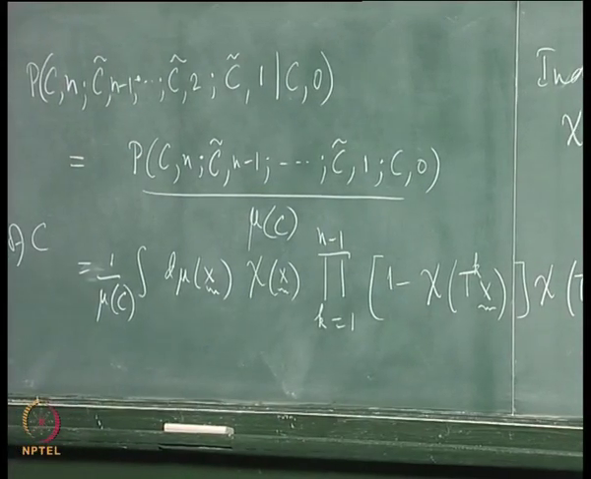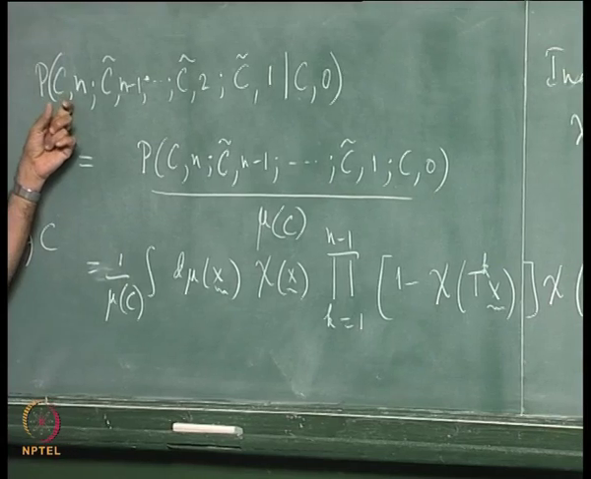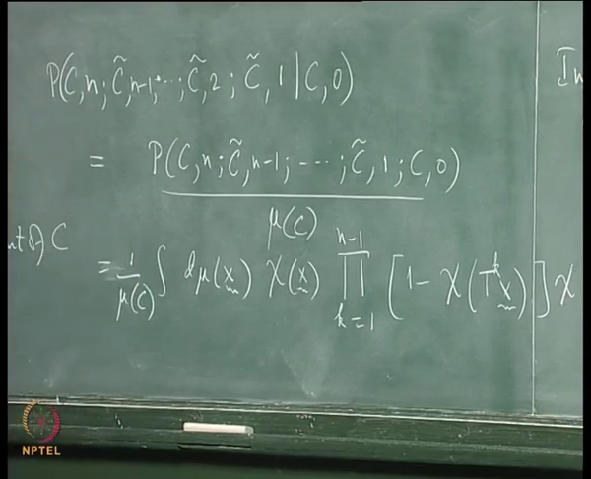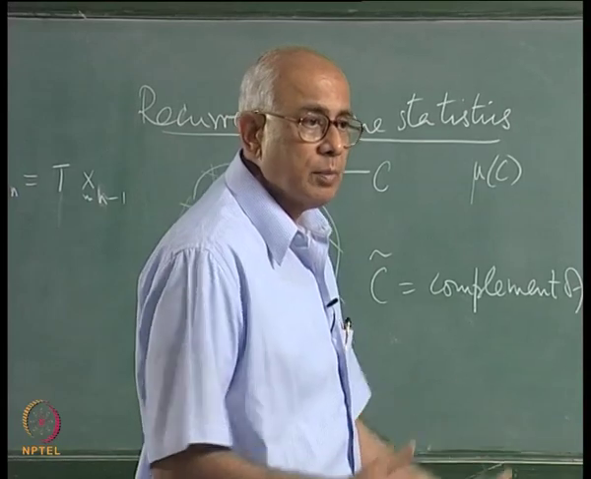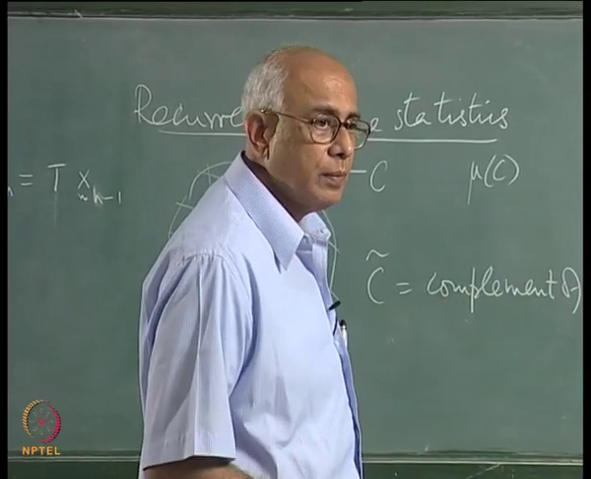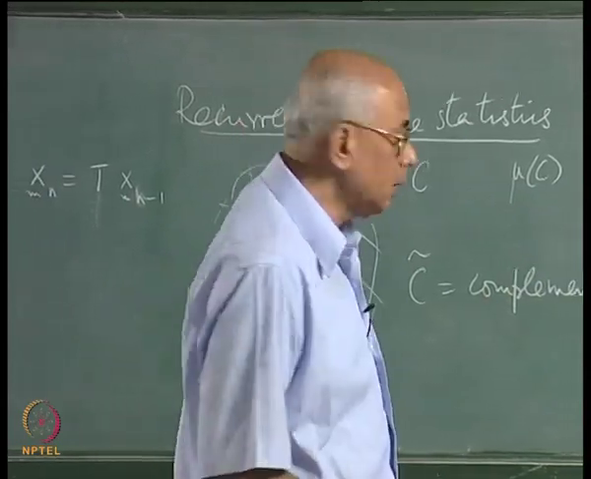And you have to do this integral in principle, and that gives you this conditional probability, which is the probability of a recurrence to the cell at time n. So this is the probability with respect to which I start taking averages, but first I have to compute this number in some simple fashion.